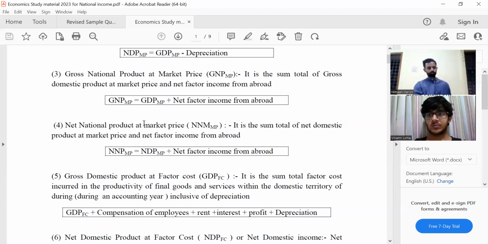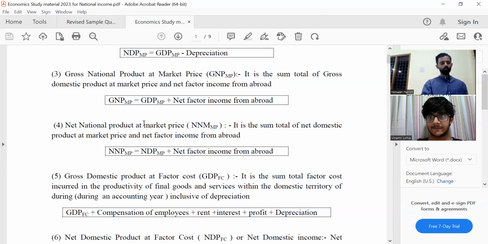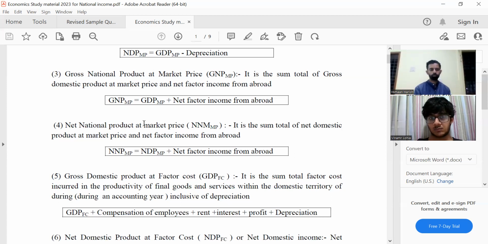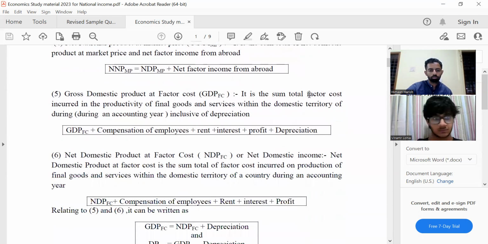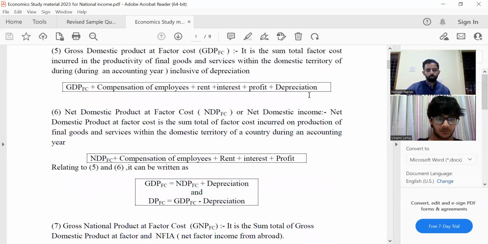Came back. Sorry for the delay. So in the previous session, we mentioned that some of the numericals are to be solved using NDP at market price using the expenditure method, right? And we have to find operating surplus and compensation of employees as well. Is the formula similar to the notes? They're the same.